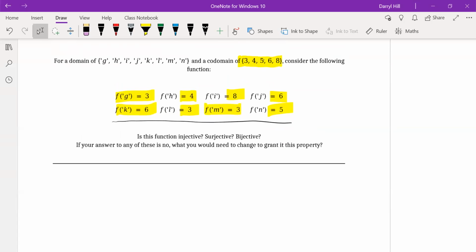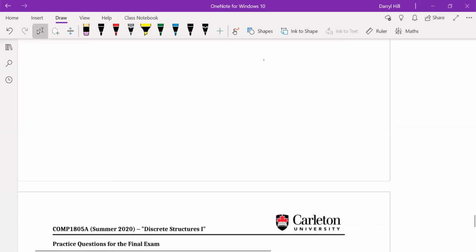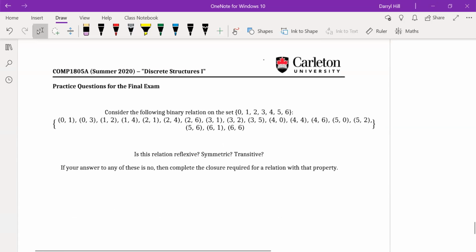If you understand injective, surjective, and bijective, all of this should be straightforward. Again, this is a very open-ended question, and of course, on the final, since it's multiple choice, the questions are not open-ended. They'll be very, very specific. The open-ended questions are just to help you think.